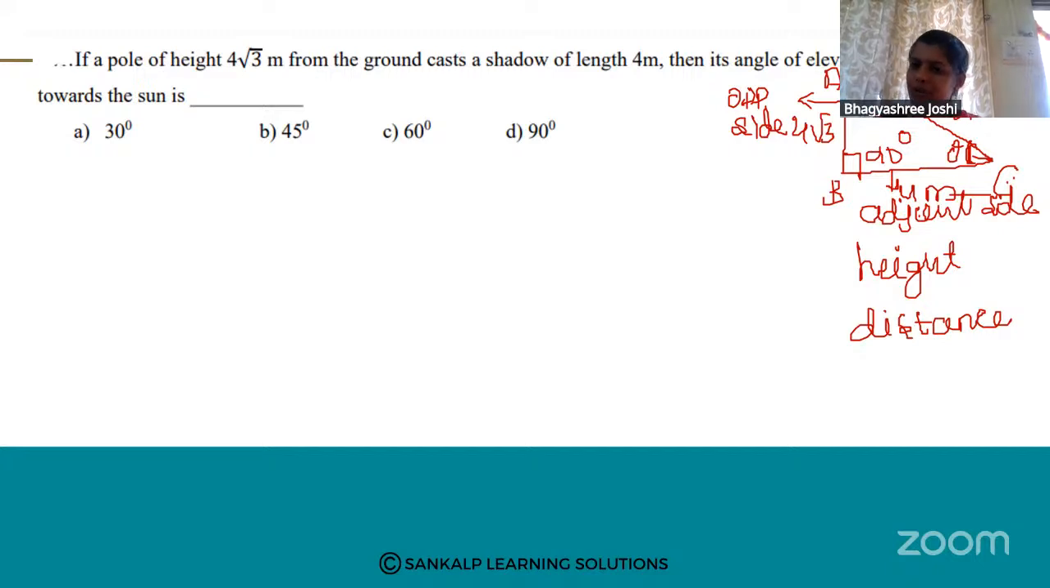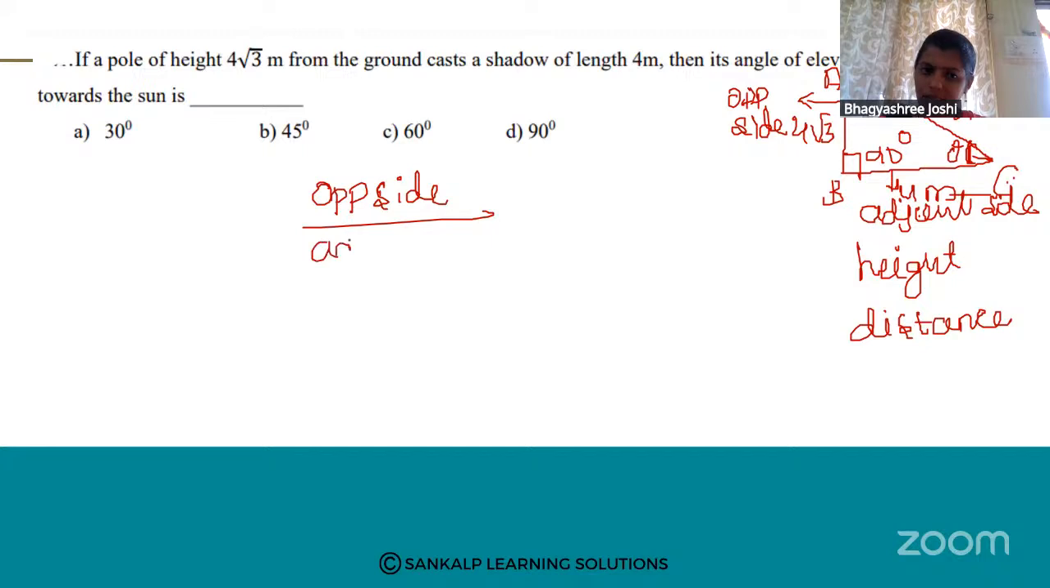Now we know the value of the opposite side and the adjacent side, and we want theta. The ratio opposite side divided by adjacent side is the ratio of tan theta. If you know the value of the opposite side and the adjacent side, then this ratio gives the tan theta value, right?